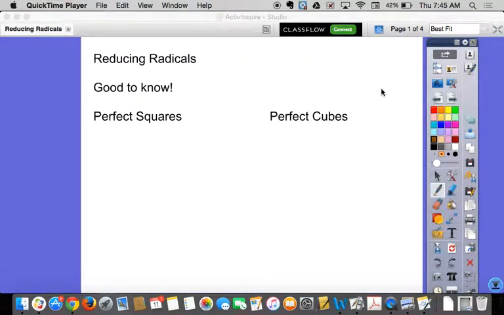Okay, we've had some questions concerning reducing radicals, rationalization, and all the different various operations that you can do with square roots and cube roots. So let's just look at some examples, see if it can help you out some here.